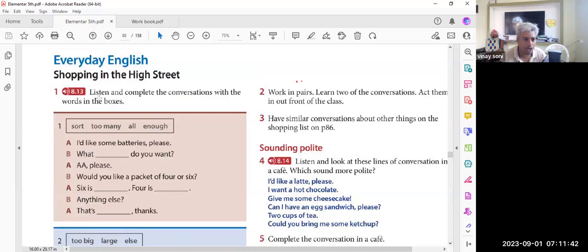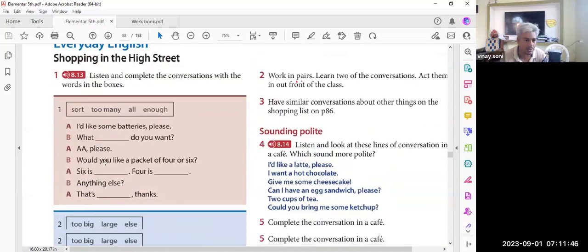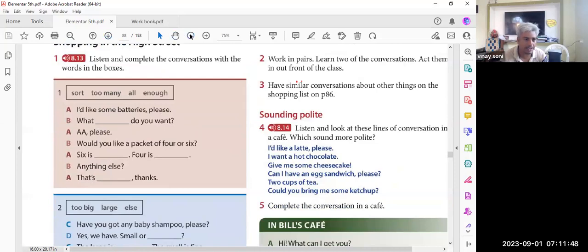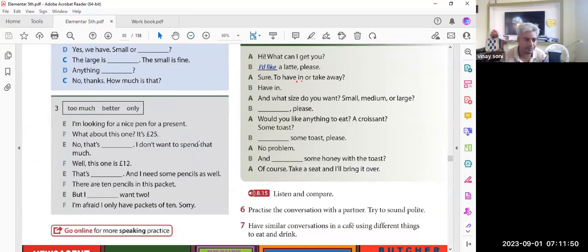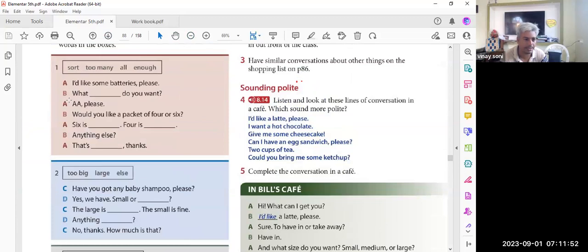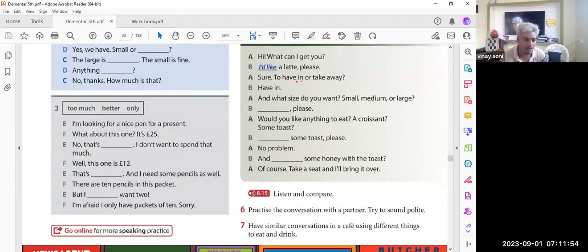Everyday English, shopping in the high street. Listen and complete the conversations with the words in the boxes. I'm going to play an audio file for you, and you're going to complete these conversations, 1, 2, and 3. I think it will relax your mind a little bit after having that complex lesson about 8.13. Shopping in the high street.